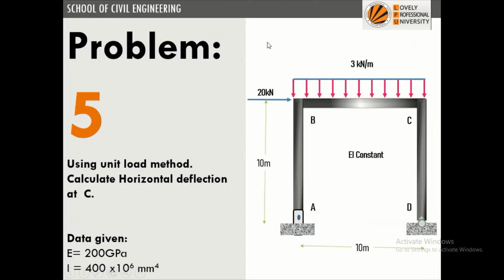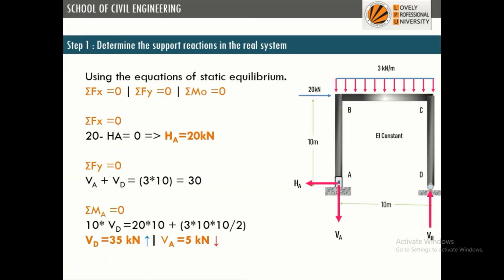So using the unit load method, we'll try to calculate the horizontal deflection at point C. This is a portal frame, and we'll see the application of the unit load method in calculating horizontal deflection at point C. So step 1 will be to calculate the reactions. We'll use the equations of equilibrium. First we'll use the equation sigma Fx is equal to 0.